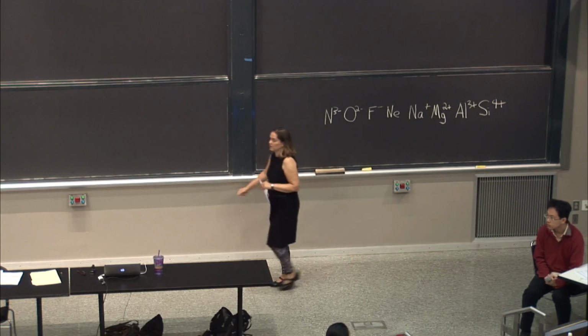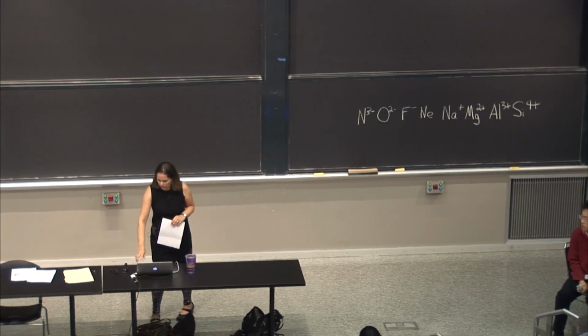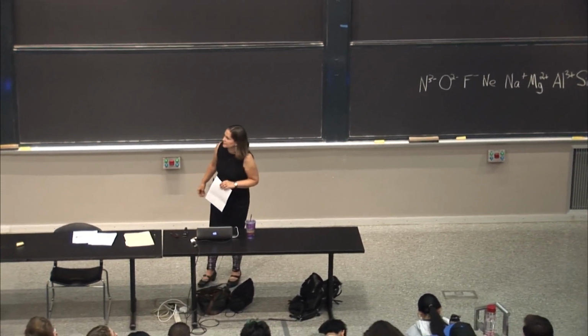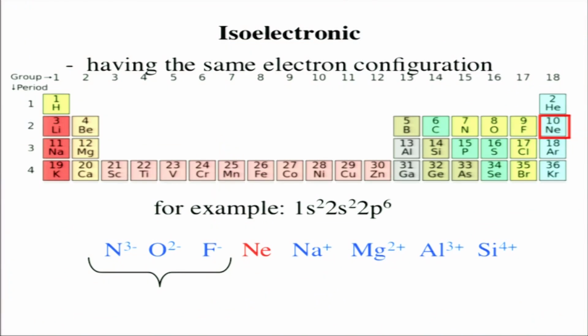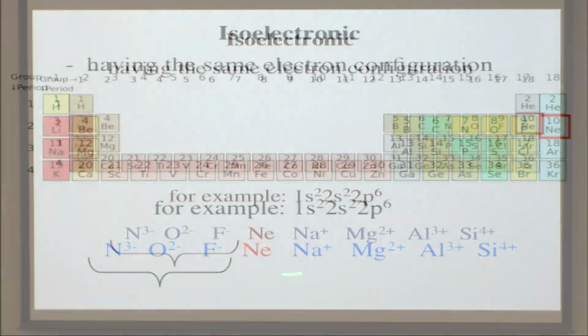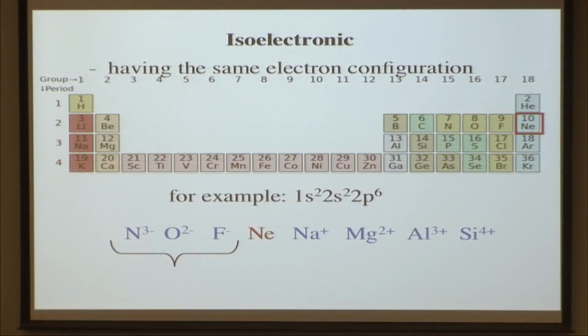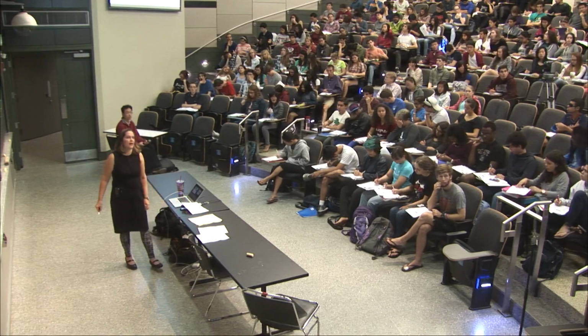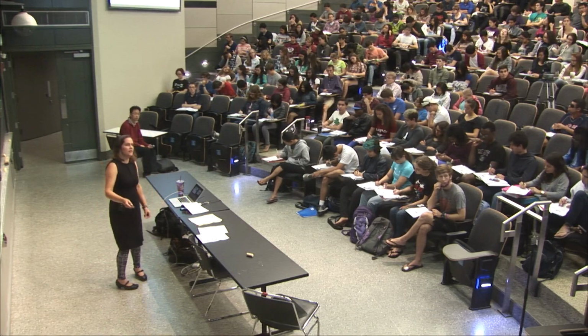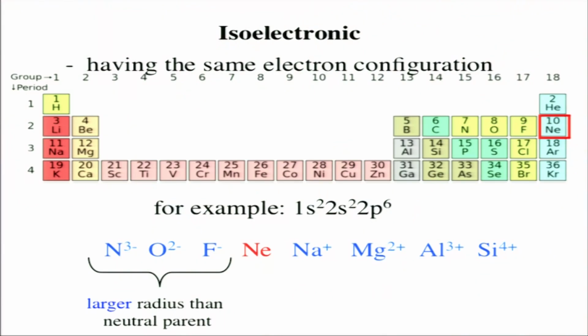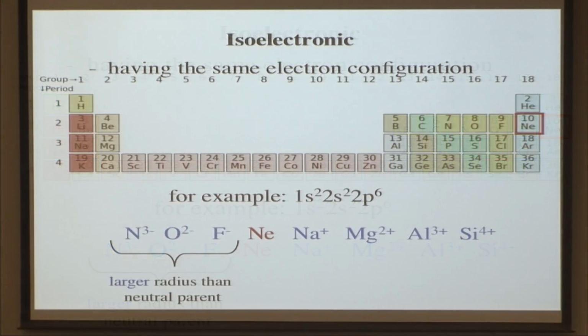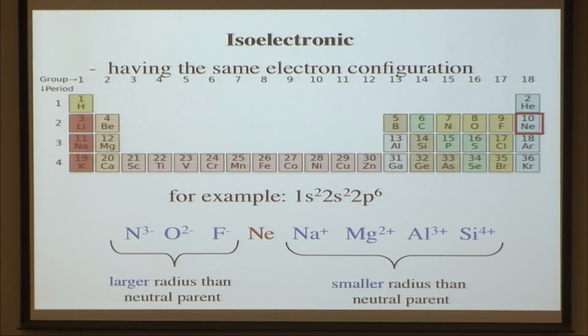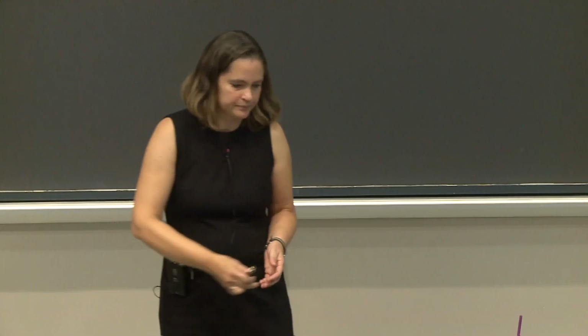And now we can think about which will have bigger and which will have smaller radii as well. So are these going to be bigger or smaller? Right. So they're going to have larger radii than their parents, because they've all gained electrons. And then over here, these will be smaller since they've lost electrons compared to their parent atom.